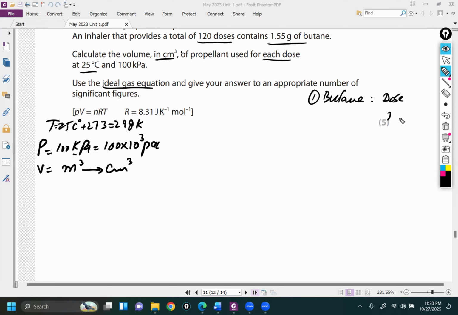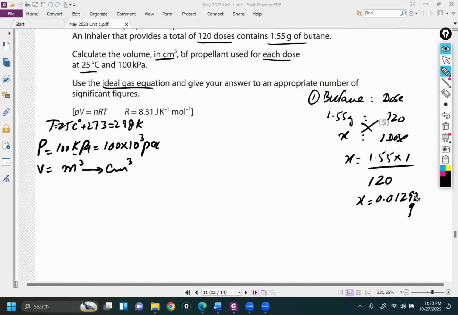So for 120 doses, the butane mass is 1.55 gram. So for one dose, how much mass will be needed? So X is equal to 1.55 times 1 divided by 120. So X is equal to, we will get the mass of this, and this is 0.01292 gram.